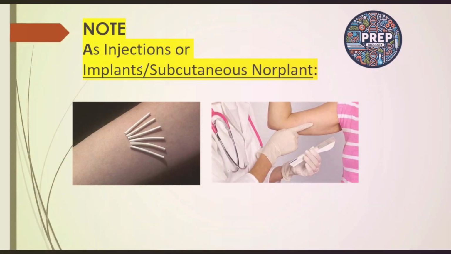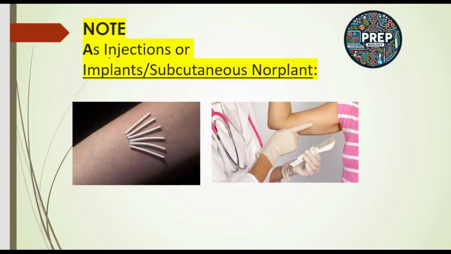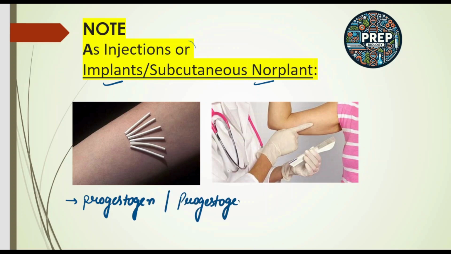The next very important method is by injections, or we can say implants, or subcutaneous Norplants. These are basically hormonal implants through injections. Progestogen individually or a progestogen-estrogen combination is used by females as injections or implants under the skin.